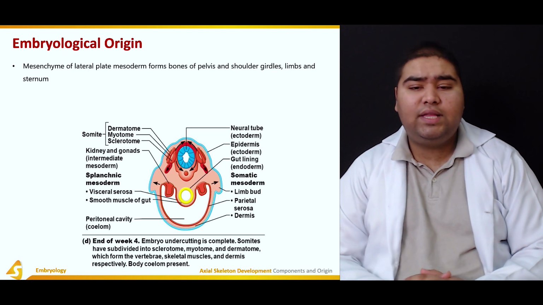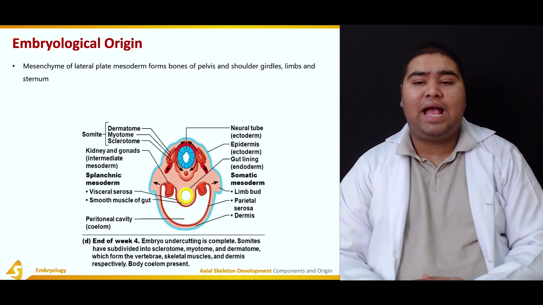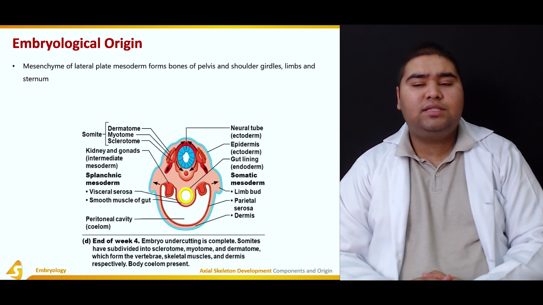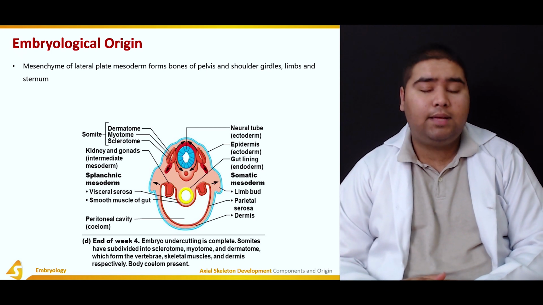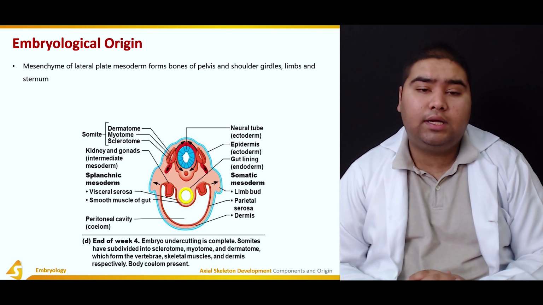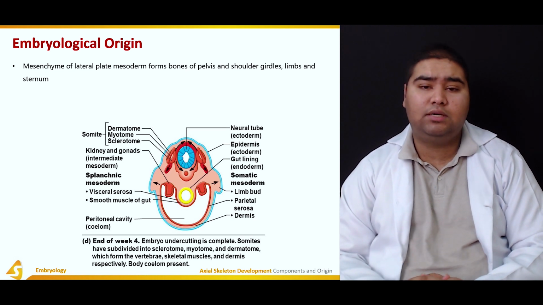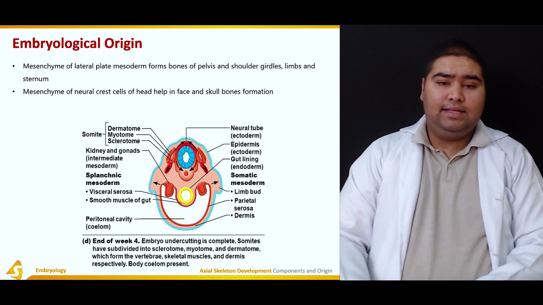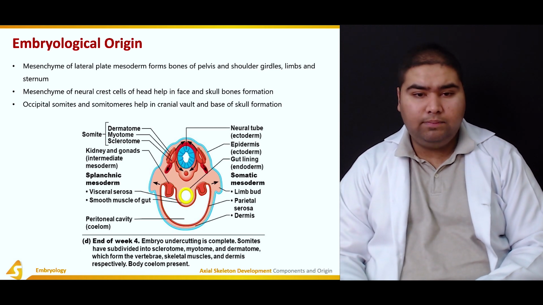So mesenchyme of the lateral plate mesoderm forms the bones of pelvis and shoulder girdles, limbs, and sternum. So pelvis, shoulder girdles, and limbs, these are the parts of, yes, appendicular skeleton. However, sternum is the only part of axial skeleton that is formed from the mesenchyme of the lateral plate mesoderm. So mesenchyme of the neural crest cells of the head help in face and skull bones formation.